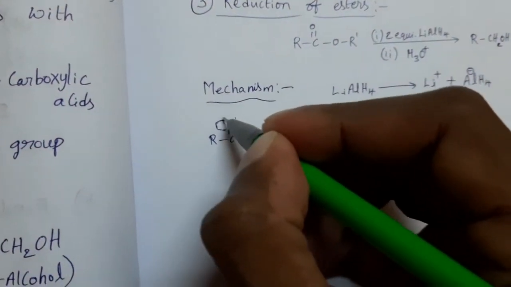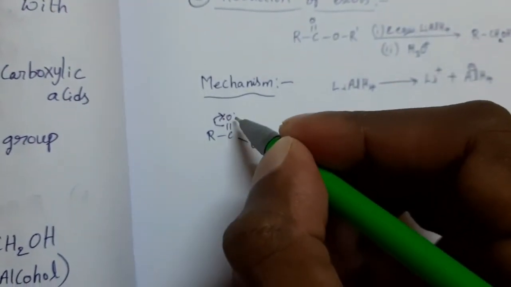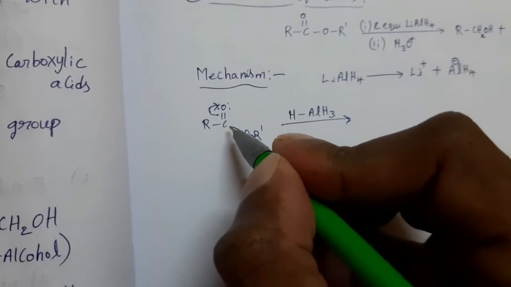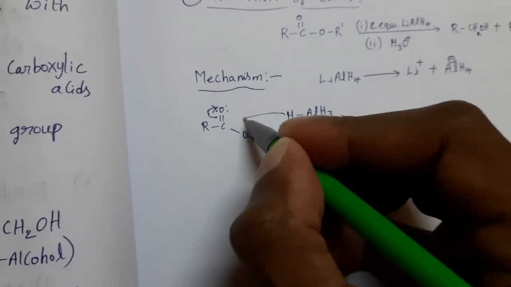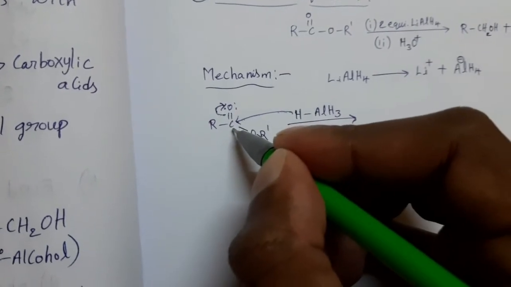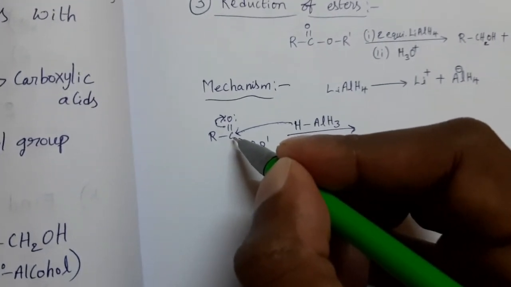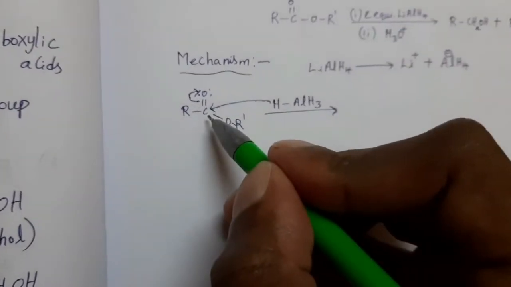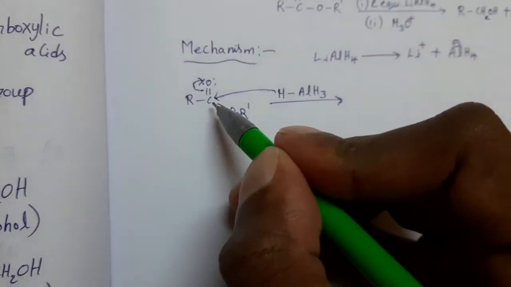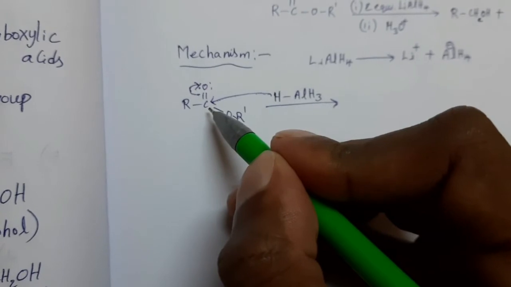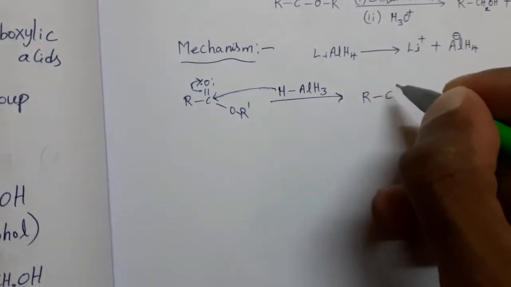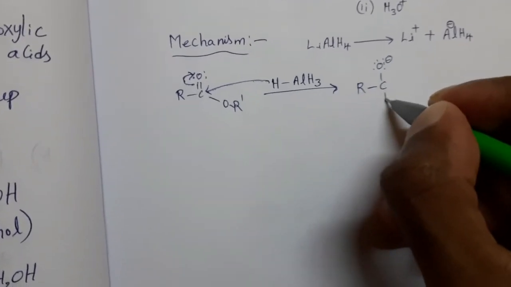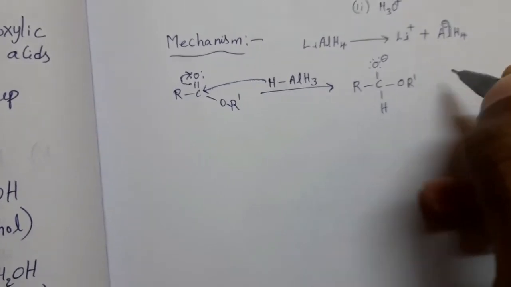These pi electrons are shifted to this oxygen atom because oxygen, between carbon and oxygen, is more electronegative. That's why pi electrons are shifted to this. Positive charge is developed on this carbon atom. Then from this, H minus attacks at this electrophilic carbon atom, electrophilic center. This carbon atom acquires positive charge, so it acts as an electrophilic center. Then we can get RC, negative charge is developed on this oxygen, hydrogen O R dash.